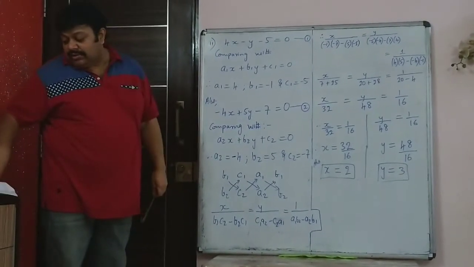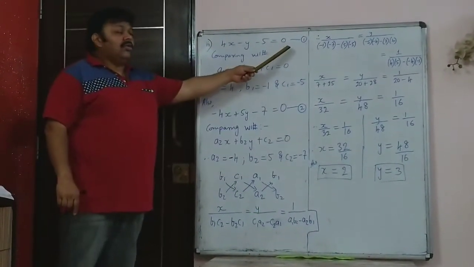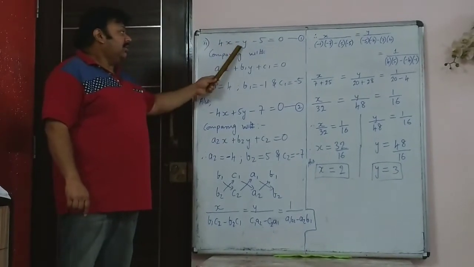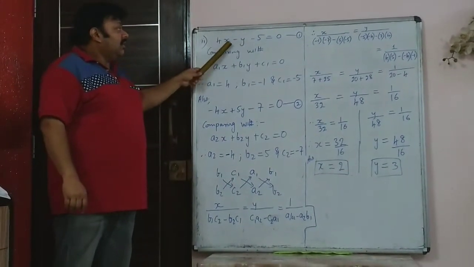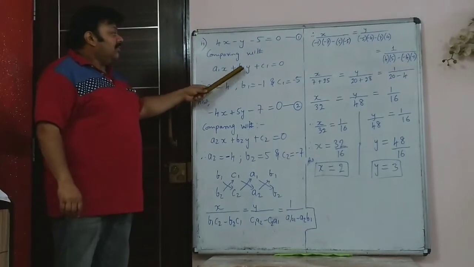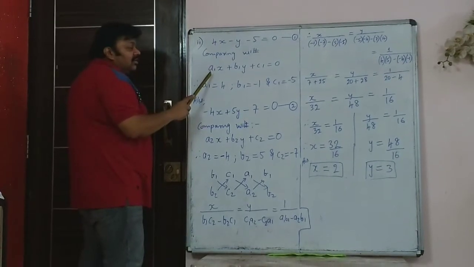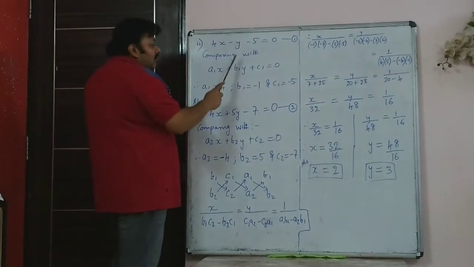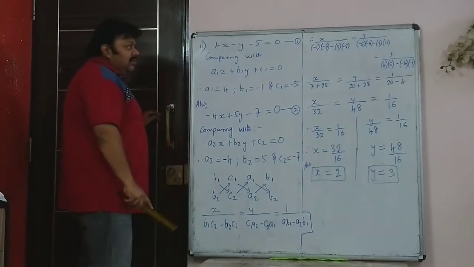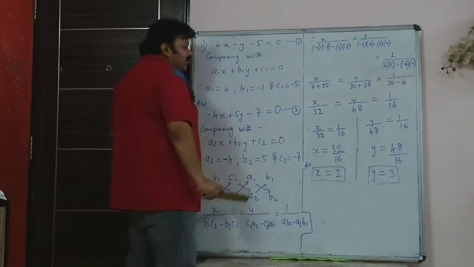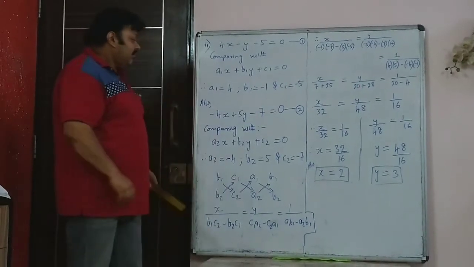the next sum actually is given in the form 4x minus y equal to 5. But I told you can't write equal to 5. Instead you will have to write 4x minus y minus 5 equal to 0. It is compulsory to do this because only then we can compare with a1x plus b1y plus c1 equal to 0. So the x coefficient here is 4, here it's a1, so a1 is 4. Y coefficient is minus 1 and here it is b1, so b1 is minus 1 and c1 is minus 5. So you have got a1 4, b1 minus 1 and c1 minus 5.